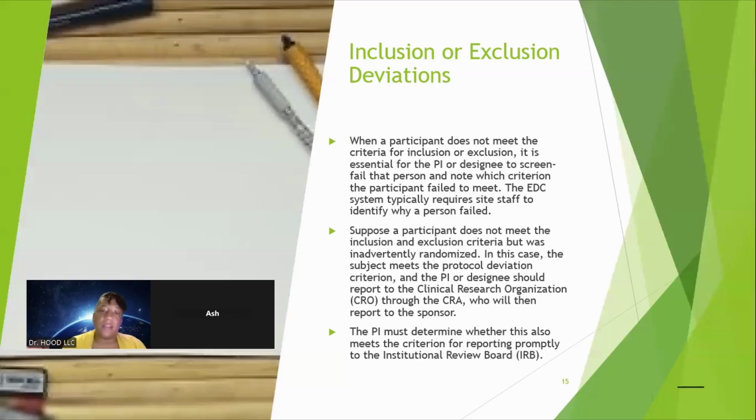happening. You don't want to have to get the medical monitor involved to see if the patient needs to be unblinded, to see if the patient can continue, or if some adverse events happen due to being incorrectly randomized, because that's a possibility as well.